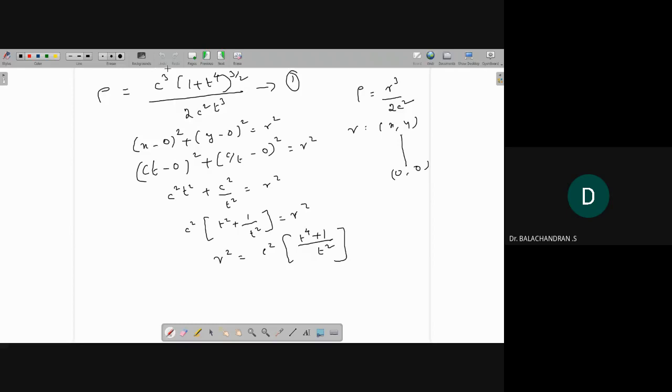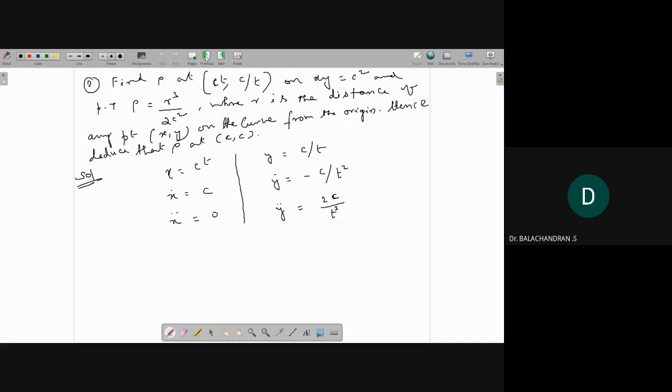Okay. So even you can cancel this c square, but I kept it here. Maybe I will use it later. I think I told that up to this is the first part, finding rho in terms of t. But the question they are asking is in terms of r. The first part is find rho in terms of t, that is finished. Next we need to find rho in terms of r, where r is the distance of any point x comma y on the hyperbola from the origin 0 comma 0. That is the second part.